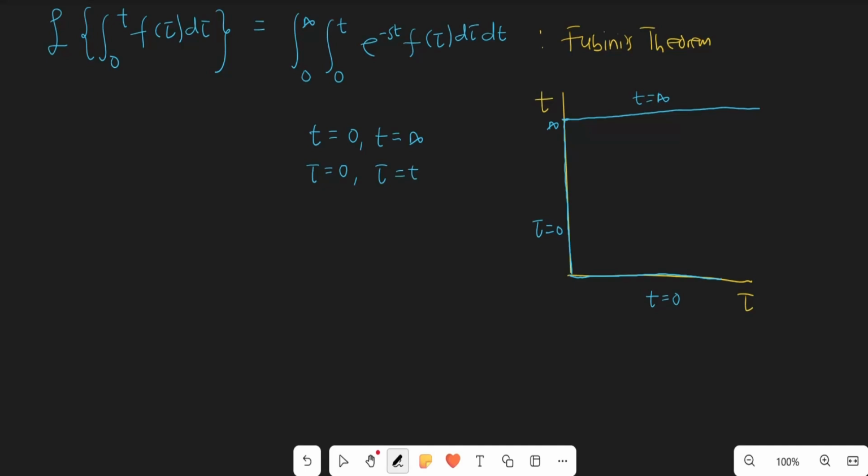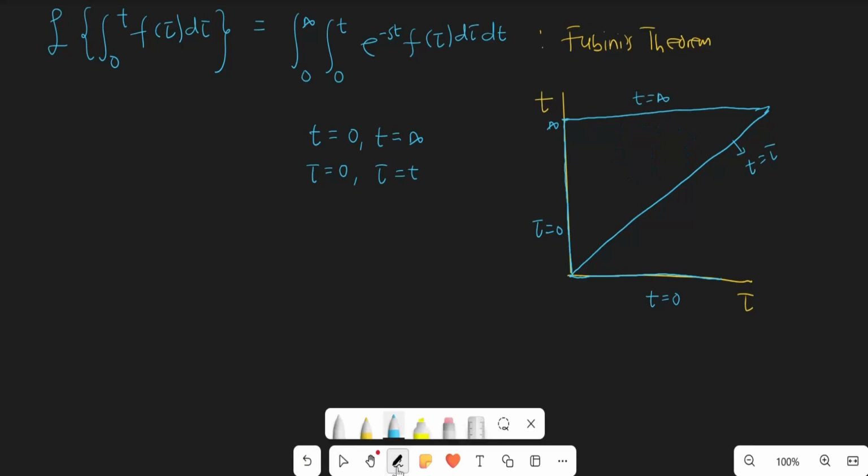And the next one is when tau is equal to t. When tau is equal to t and we have t and tau axes, it means the line is just passing through the origin like this. So this line is when we have t is equal to tau, or tau is equal to t. It's the same thing. So we see that this region here is not a rectangular region. That is a triangular region, not a rectangular region. So it means if we want to switch the limits of integration, we will have to redefine the region. So this is what I have.